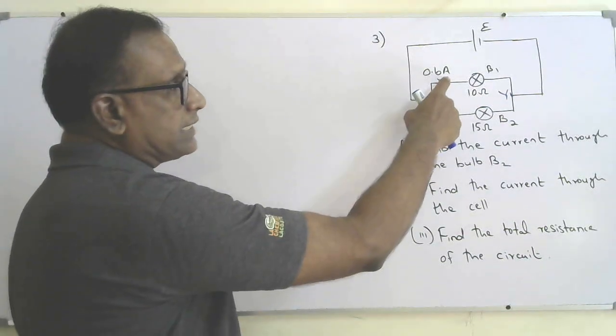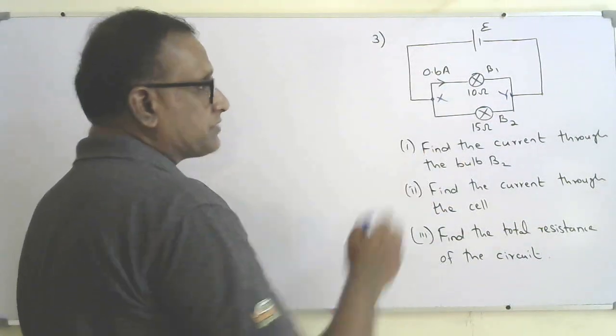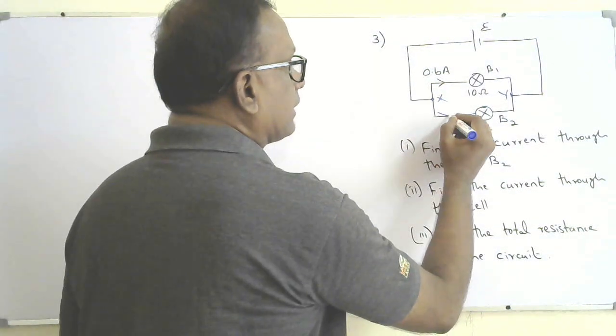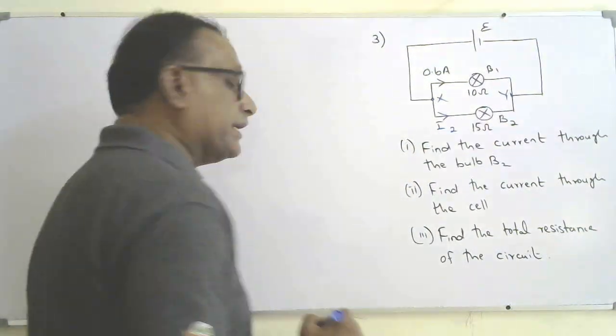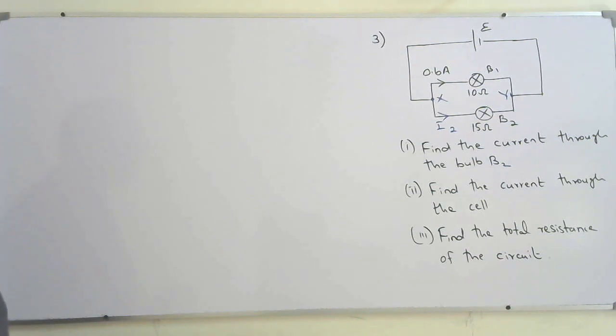So current through the V1 is given 0.6 amperes. Question is, find the current through the bulb V2. I can name it I2. I2 is the current through the bulb V2. How can I find it?